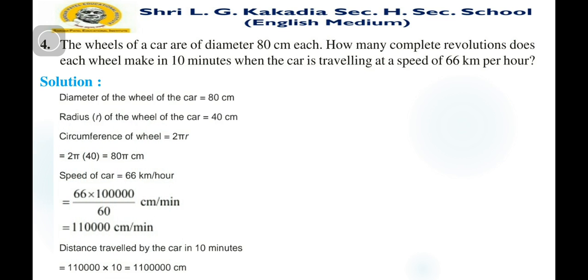Solution: the diameter of the wheel of the car is 80 centimeters, in the sense that the radius of the wheel of the car is 40 centimeters. The circumference of the wheel is 2 pi r, because one revolution is equal to one circumference. So 2 pi times 40 is equal to 80 pi centimeters. The speed of the car is 66 kilometers per hour. So we have to convert it into a smaller unit.